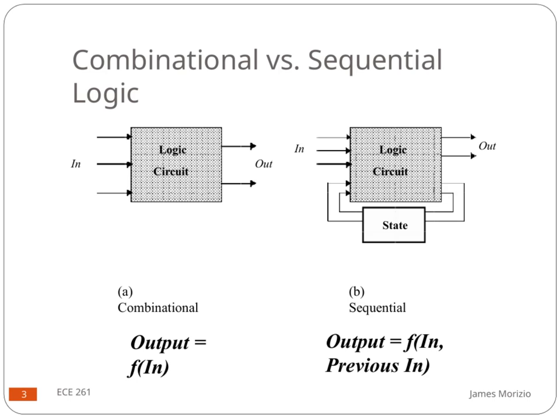This is essential for designing systems like counters, registers, and memory devices that need to remember past information to operate correctly. So, the key difference is that combinational logic is stateless and purely input-driven, while sequential logic is stateful, relying on input history, which enables more complex behaviors.